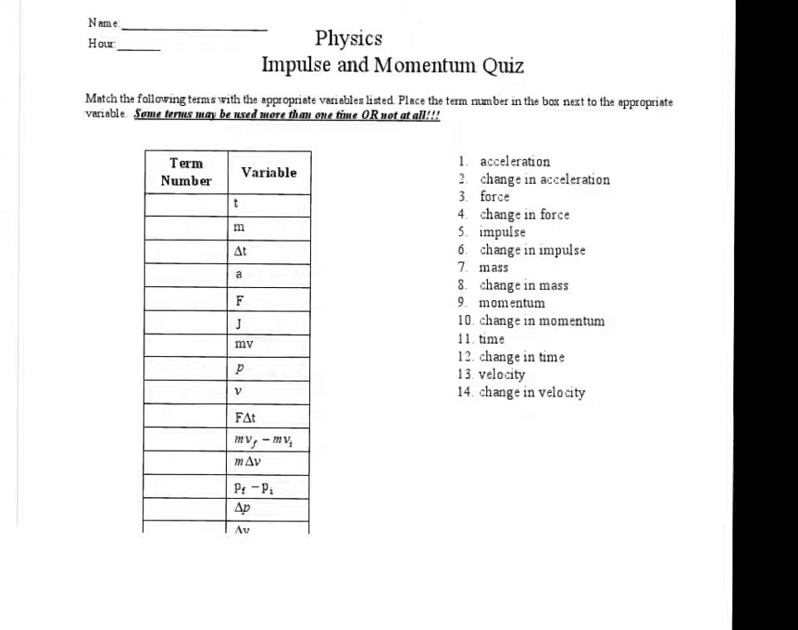All right, so on this quiz you're supposed to go through and match these names, these terms, with this variable representation. So let's start with this one. If we have T, well, T stands for time, so that should be number 11. Next one down, we have M. M is for mass. So we talk about a variable, M stands for mass. Meter is a unit, M is the variable. Delta T is your change in time, so that's going to be number 12.